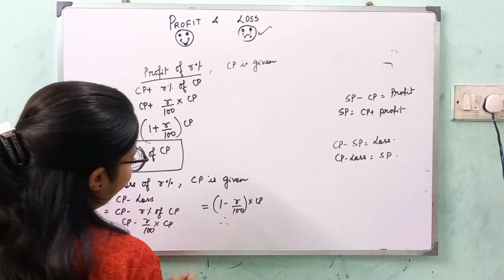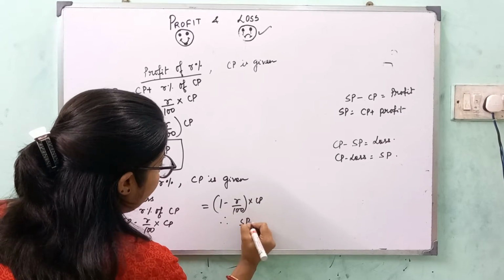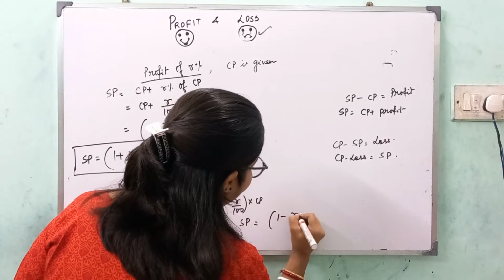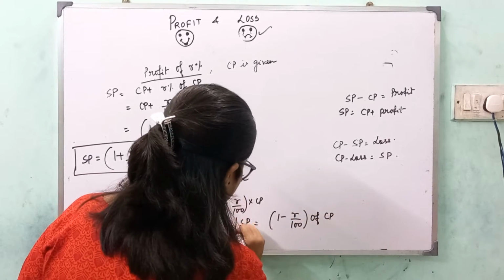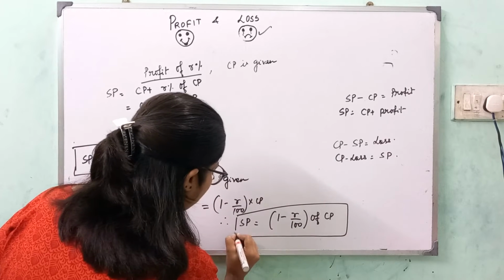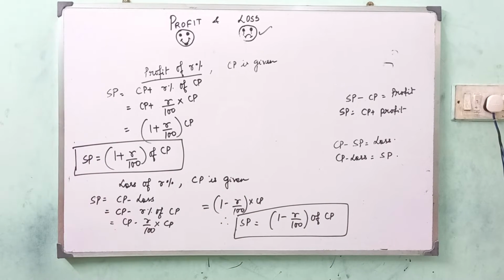So therefore, what is the formula that we see over here? SP is equal to 1 minus R by 100 of the cost price. So if I have a loss of R percentage and the CP is given to us, means the cost price is given to us, then your selling price will be 1 minus R by 100 of the cost price.